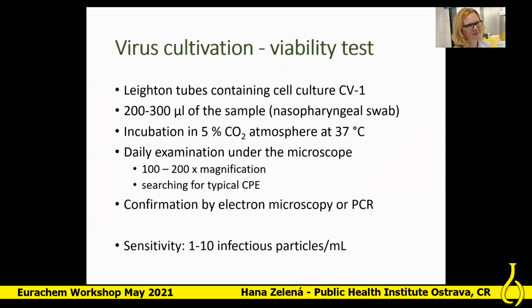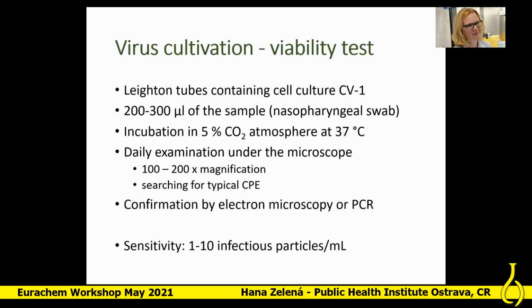And then the third method for virus detection is the virus cultivation. The cultivation of virus is a very specific and special method. Not each laboratory is able to do it. And the biggest problem is that it takes quite a long time, and it is necessary to work in special conditions in a laboratory with high containment, a so-called BSL-3 laboratory.